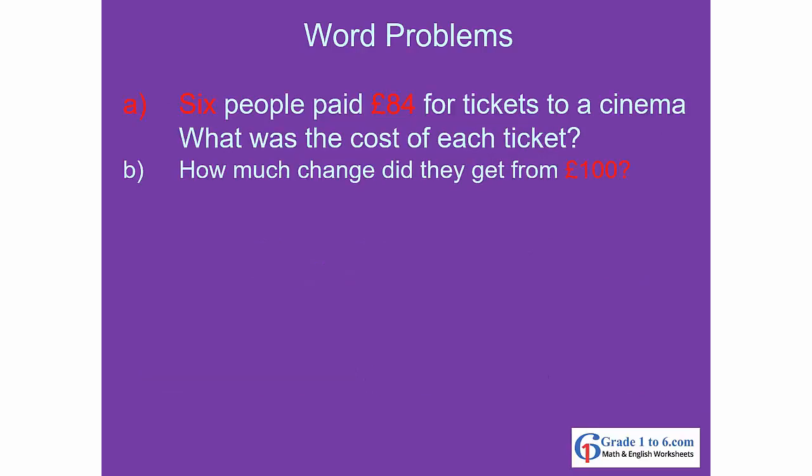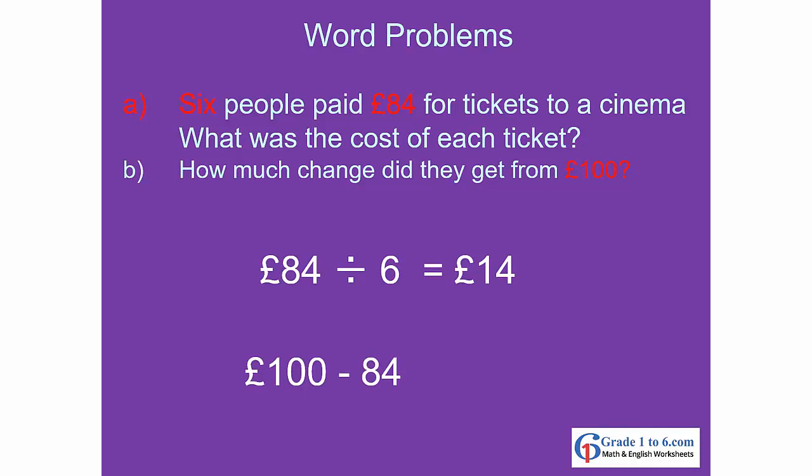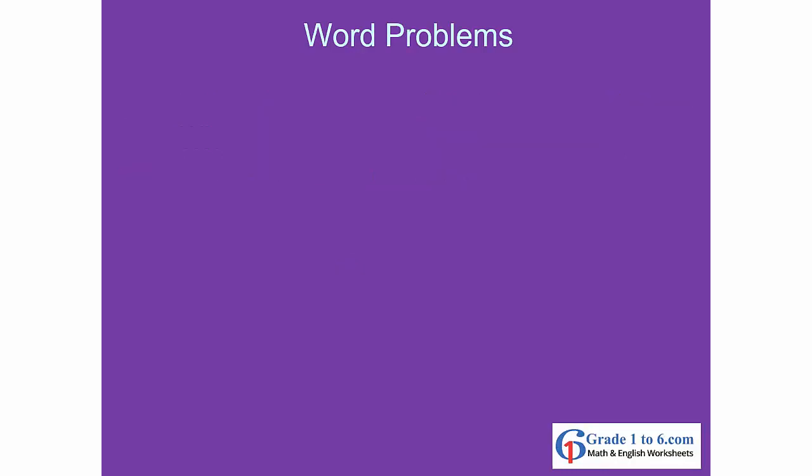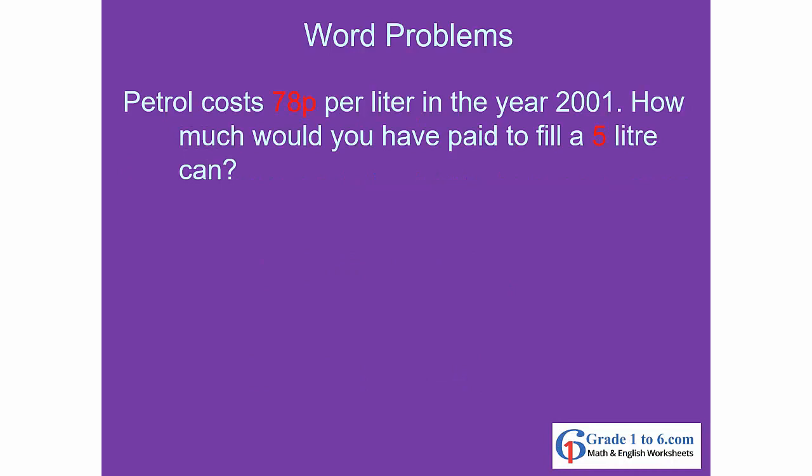Next question. 6 people paid 84 pounds for tickets to a cinema. What was the cost of each ticket? And how much change did they get from 100 pounds? Let's see. Begin with 84 divided by 6 for the ticket. That'll give us 14. And if you want to look for change from 100, 100 minus 84 is going to give you 16 pounds. Bingo!